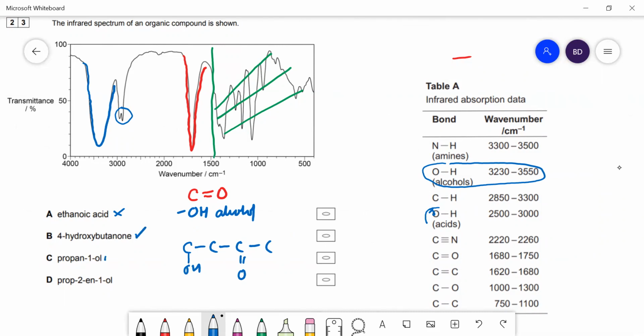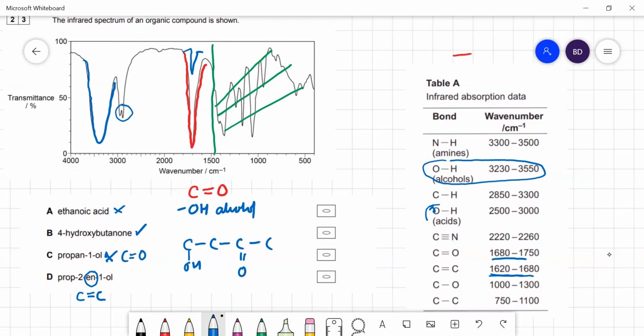It can't be propan-1-ol because there's no carbon-carbon double bond in propan-1-ol, and it can't be prop-2-ene-1-ol because you haven't got the CC double bond. The CC double bond is in a slightly different place. It is a bit further to the right, very close to that, but that one is in the slightly wrong region. Also, you can tell from the shape that it's not CC. CC bond tends to be more spiky and short at the top like that. But you can tell from the wave numbers alone. So it's got to contain an alcohol and a ketone group, or C double bond O group anyway.